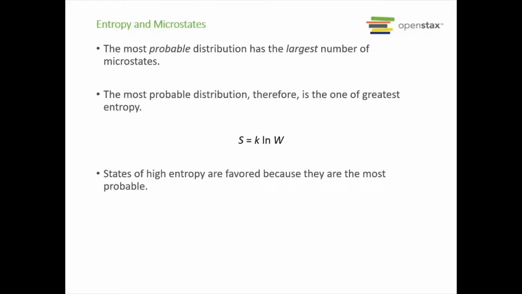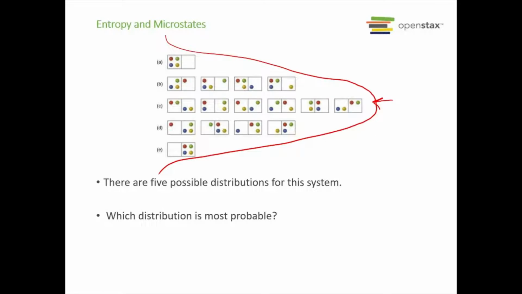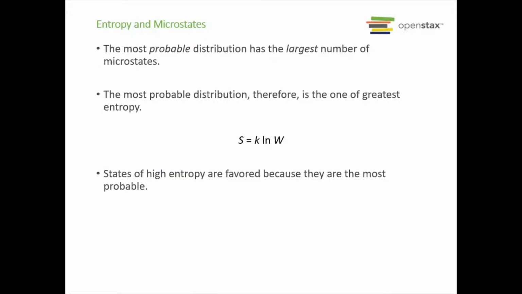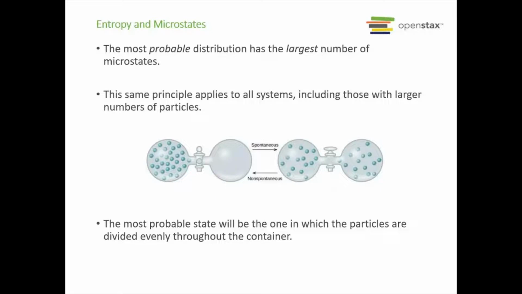So the most probable distribution has the largest number of microstates, and it is going to be the one that has the greatest entropy. So if we look back here, what we see looking at these different distributions is the ones that are in C, those particles are the most spread out and more randomized, whereas the others, there's a little bit more order, or some of them are closer together instead of being more spread apart. So we like high entropy because it's the most probable configuration. And this applies to all systems, including those that have larger numbers of particles.